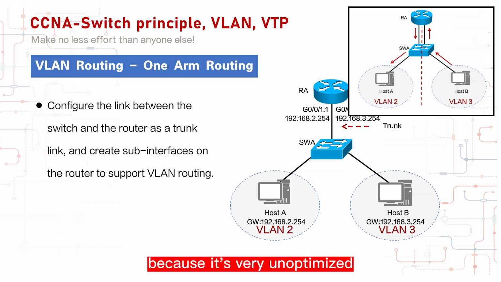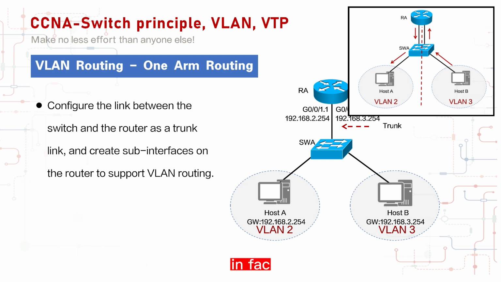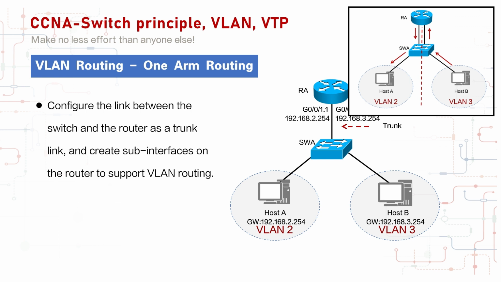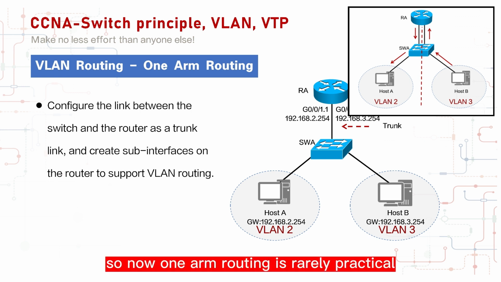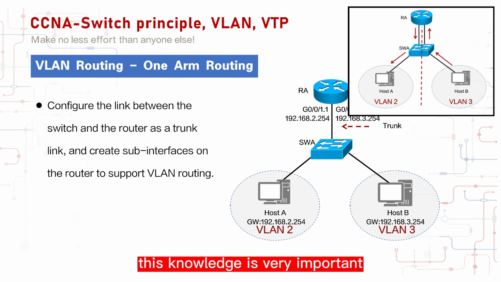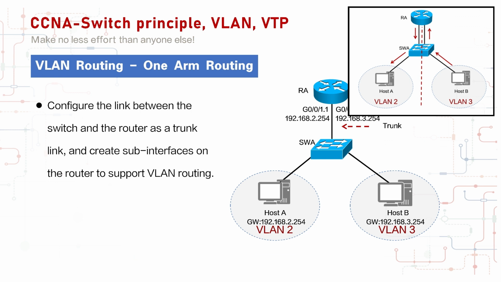Because it's very unoptimized. Many switches now are in fact all layer 3 switches. So now one-arm routing is rarely practical. But we have to learn it. This knowledge is very important. First, its first problem: single point of failure. That is to say, once this link is broken, you will find all business is now closed.